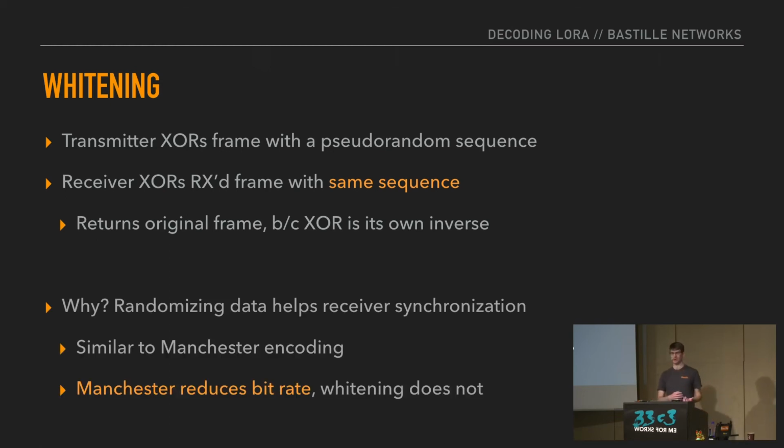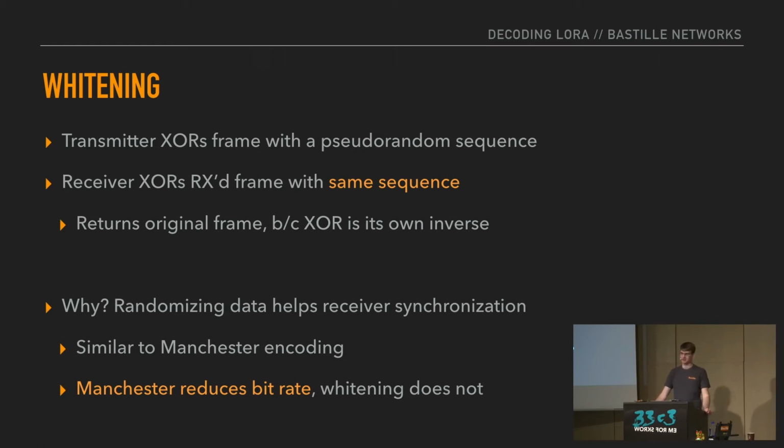Now, why would we bother with whitening? And that's because having random data is really good for receivers. It's similar to Manchester encoding, where basically by encoding the data such that you don't have some number of consecutive symbols of the same value, you get this nice random data source. And what that does is creates lots of edges for your receiver to do clock recovery against. So you get better reception of longer messages, or if your clocks are bad.